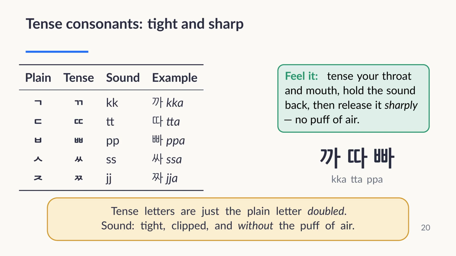So we now have 3 versions of many sounds, and it is worth hearing them side by side. Plain ga is soft. Aspirated ka has a big puff of air. Tense KKA is tight and abrupt with no air. Say them in a row, ga, ka, KKA. These distinctions take practice for English speakers, so be patient and playful with them. Repeat KKA, TTA, PPA a few times, keeping them short and sharp.